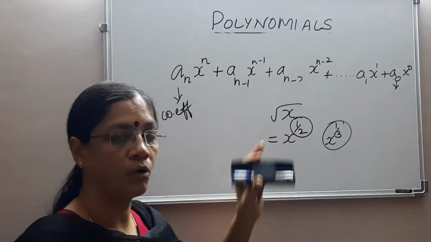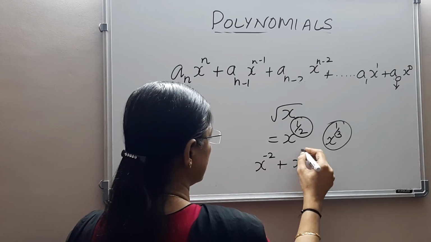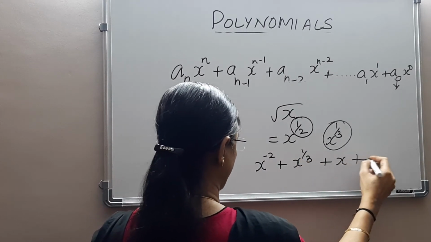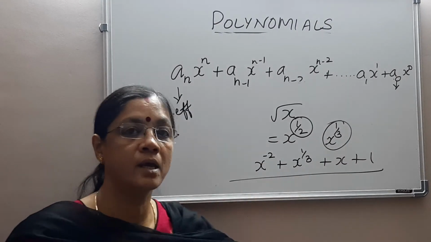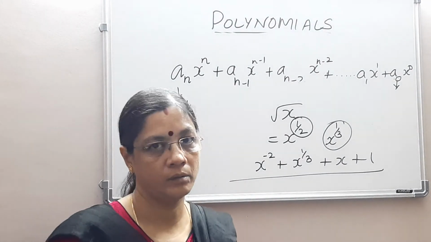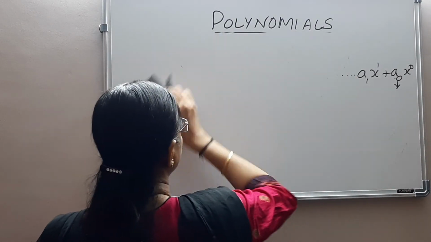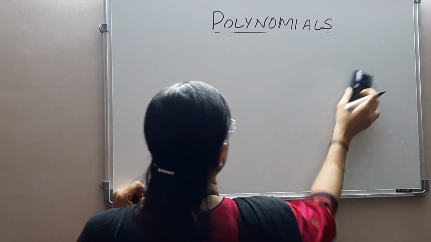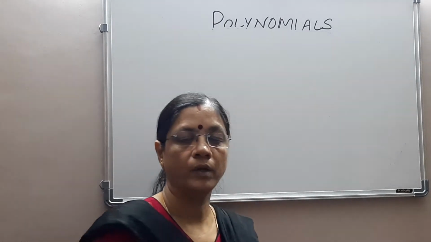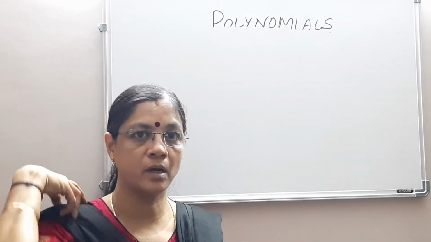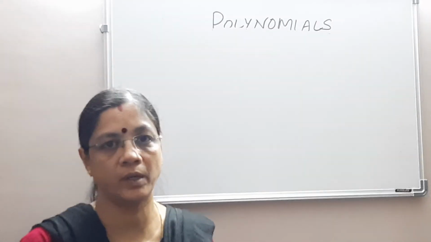So these are not polynomials. If I write x to the power minus 2 plus x to the power 1 by 3 plus x plus 1, this is not a polynomial because the power is a negative number and the power has a fraction in it. That you should remember. So that is how a polynomial exists. We have read about polynomials, I have given you an introduction to polynomials, and I have termed some of the terms of it and the types of polynomials we have seen.